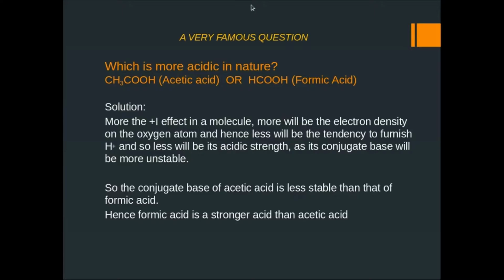So you can see the plus I effect in a molecule, the electron density, or the negative charge density. You can see the reasoning written here.